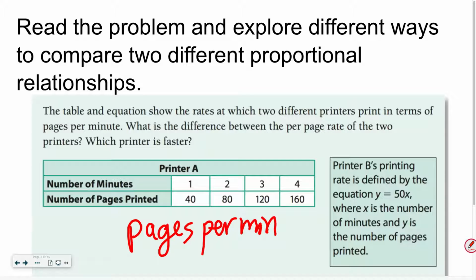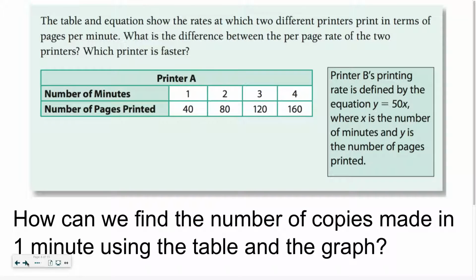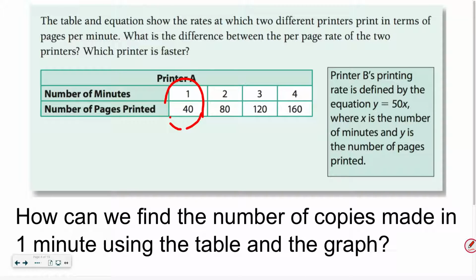It's 40. Where did Nakia get the 40 from? It's right there. Where on the table? It's the value when what? The number of minutes is 1. Perfect. So that printer prints 40 pages per minute. So we just found the number of copies made in 1 minute using the table. We said it was 40 pages per 1 minute.